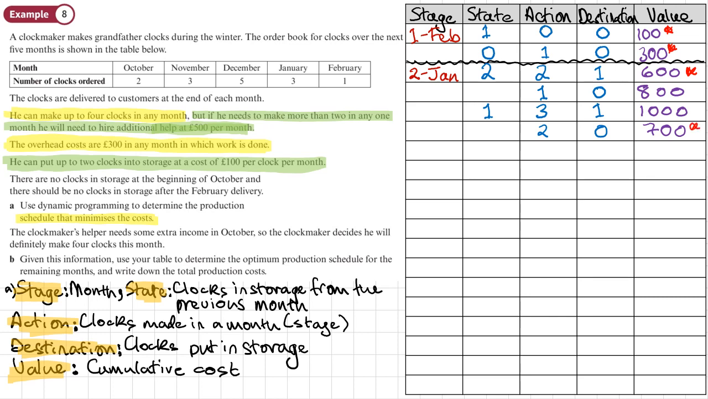Then the next option I have is that there were none in storage from the previous month, which means I can make up to 4, which means I'd put 1 in storage for February, don't have to do anything in February, or I could make 3, enough of what I need for January, and have none carried forward to the next month. So in February I would have to make that clock. So let's work out the costs. So there's no storage cost, there is an action cost. If I'm making 4, my overhead plus the additional help, so it's going to be 300 plus 500.